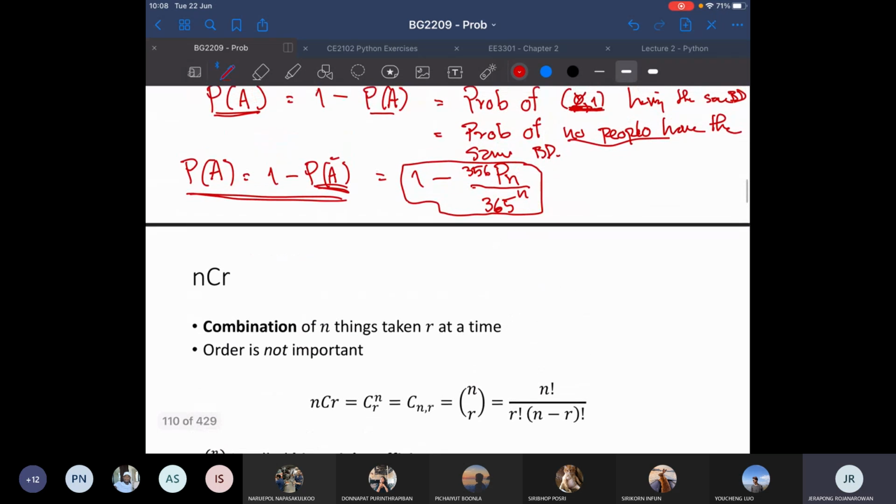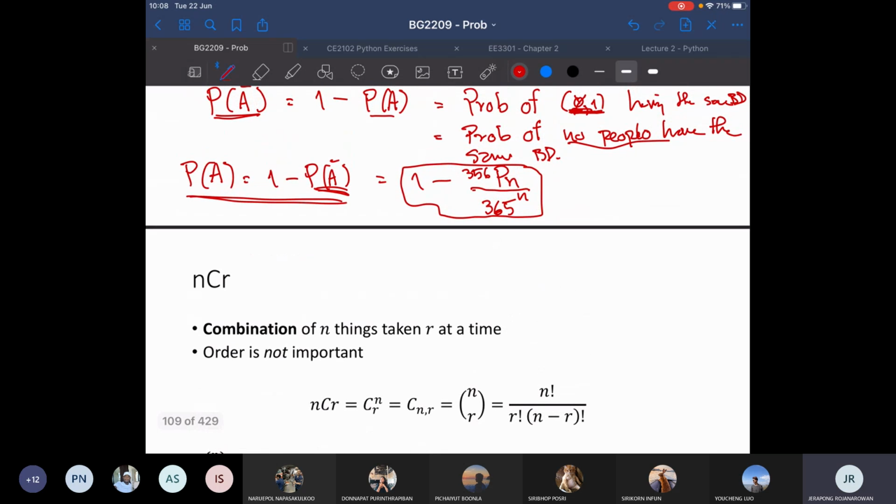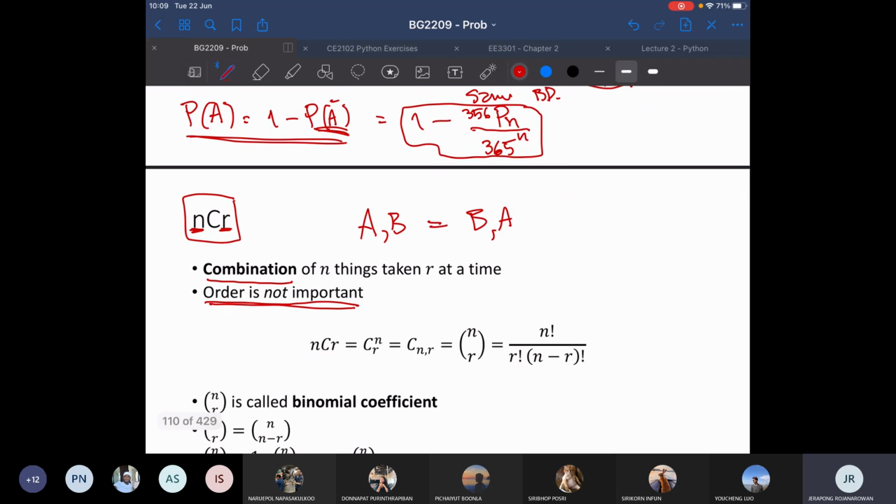Another way of treating the arrangement is when we consider that the order is not important. For example, A and B is the same as B and A. Order is not important. In this case it's called nCr, or combination. Again you have n things taken r at a time. I'm going to use this symbol a lot: n choose r.